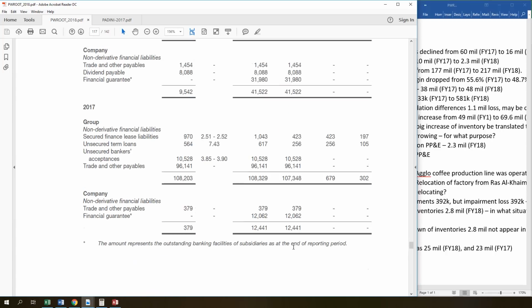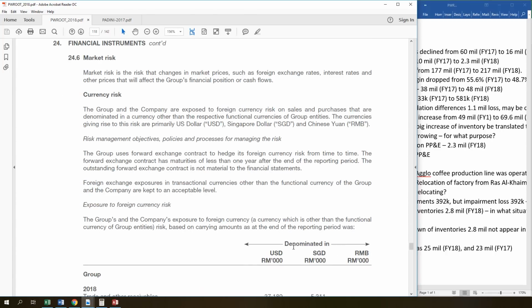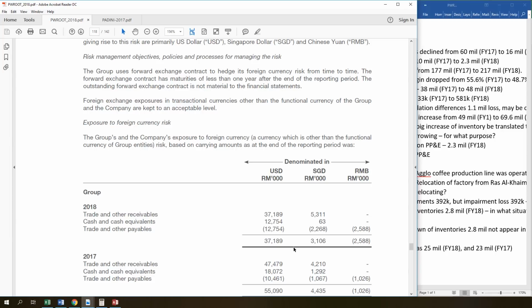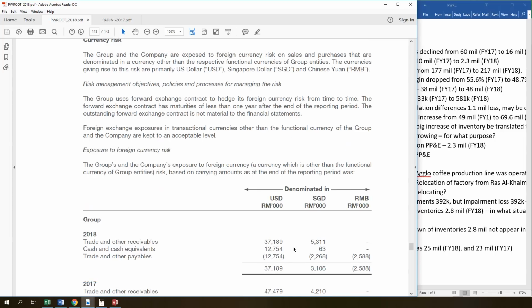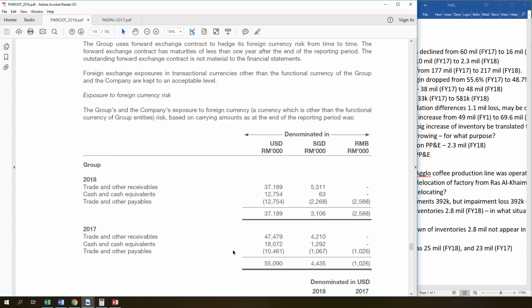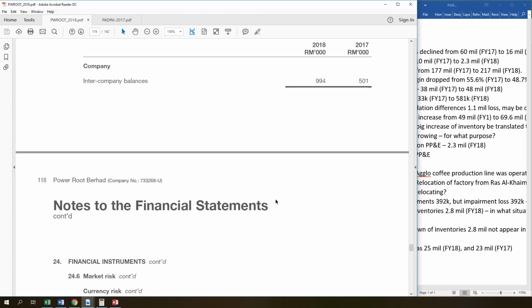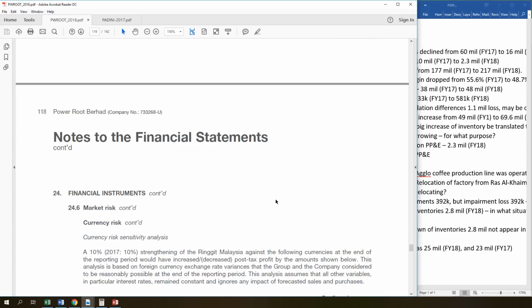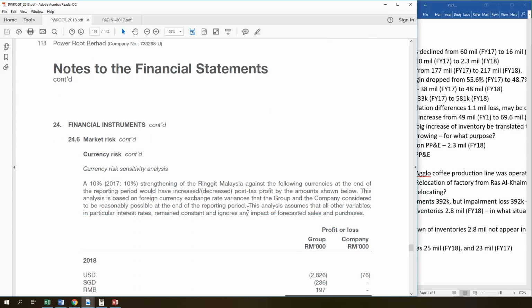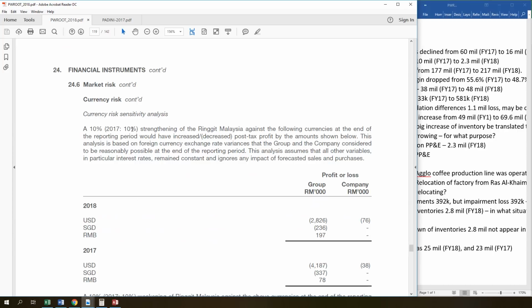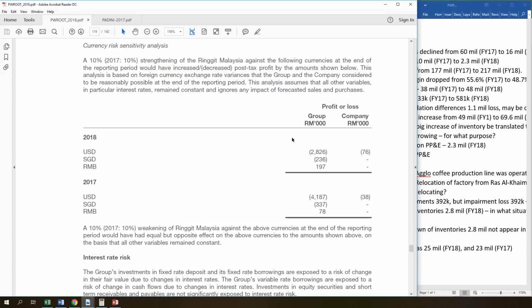Okay, let's go down. Currency risk. Most of their exposure is in USD. Usually there is a sensitivity analysis. If there is a 10% strengthening of Ringgit Malaysia against USD, Singapore dollar and renminbi, they will make losses, 2.8 million loss.